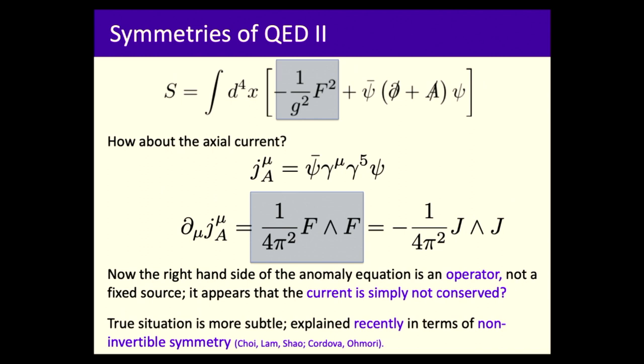Now, first of all, there's one thing I want to write here. You can write this, of course, in terms of this J, which was defined as star F. If you write it in terms of J, it looks like there might be something kind of universal going on, because somehow the non-conservation of this is related to a conserved current for a different symmetry. So that's one indication there might be something universal happening here. It turns out this is true. The true situation of what's going on with this symmetry is actually much more subtle and was explained very recently, about 3 months ago, in terms of non-invertible symmetries. So now I'm going to take a few slides to explain to you what this non-invertible symmetry means in this context.